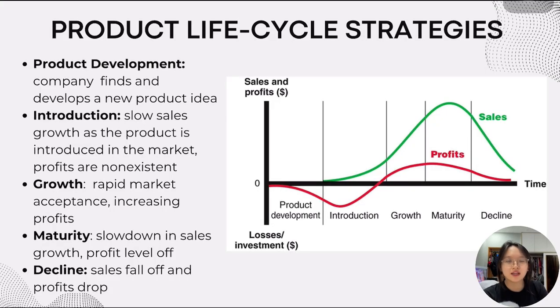If the product is successful, it enters the growth stage, characterized by rapid market acceptance and increasing profits. The maturity stage is a period of slowdown in sales growth. Most products in this stage see profits level off or decline due to increased marketing outlays to defend the product against competition. The final stage is decline, where sales fall off and product profits drop.